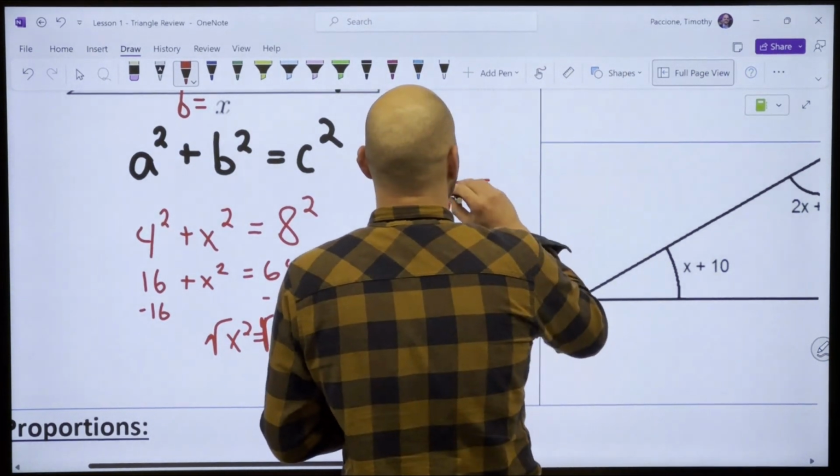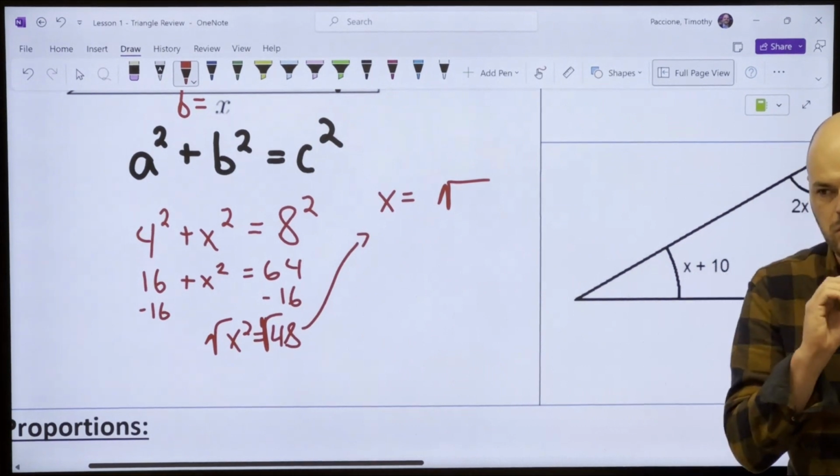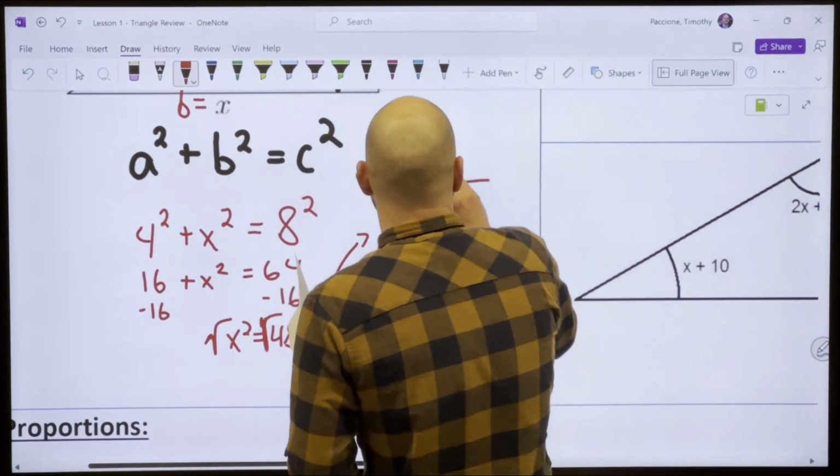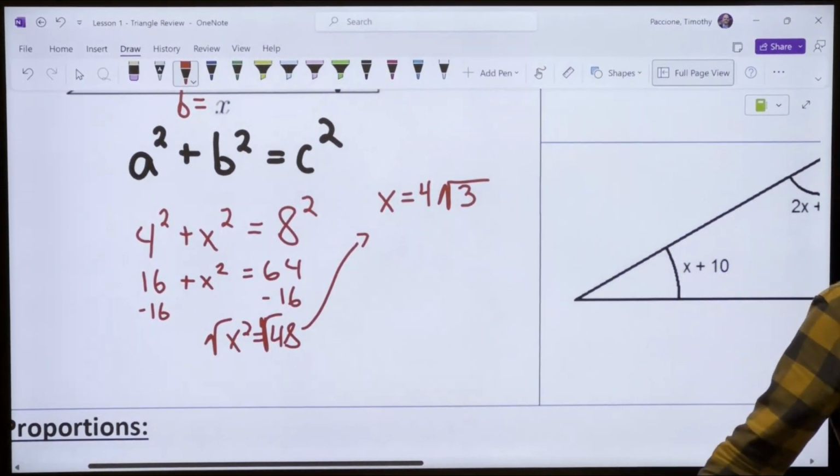Anybody know? Or do you need some time? 6 times 8. 16 and 3. So, yeah, 4 square root of 3. And you don't need to do that in your head if you still need to break that down.